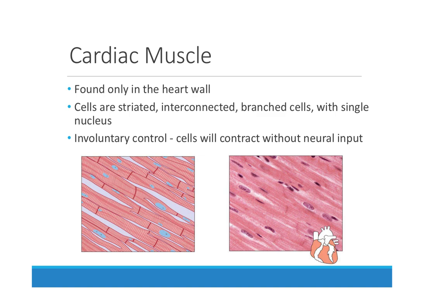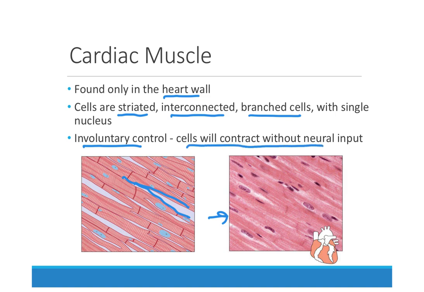And finally, we have cardiac muscle, which is only found in the heart muscle wall. These cells are striated like skeletal muscle, but they are interconnected to a greater degree. The cells themselves are kind of branched, only one nucleus, and you can see the structure here in the drawing, maybe a little bit more easily on how they branch out than you can in the actual slide to the left. The cardiac cells are under involuntary control. In fact, they don't need the brain at all. The cells of your heart will contract without any kind of neural input.